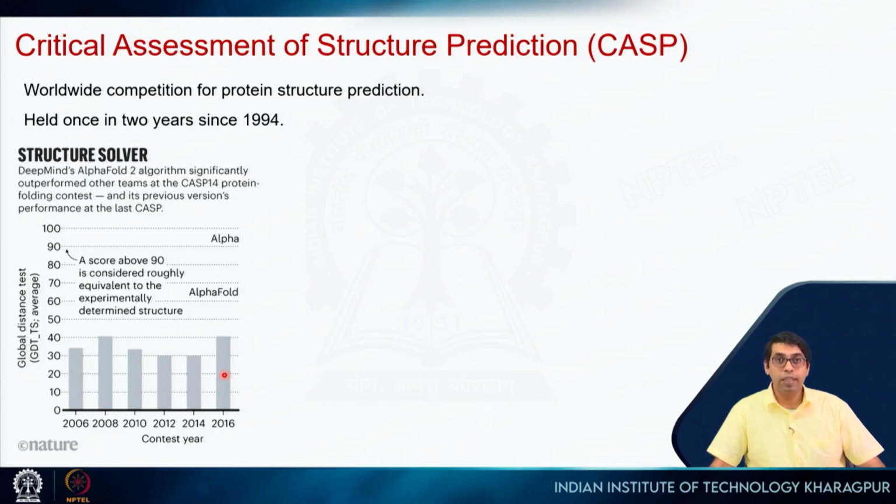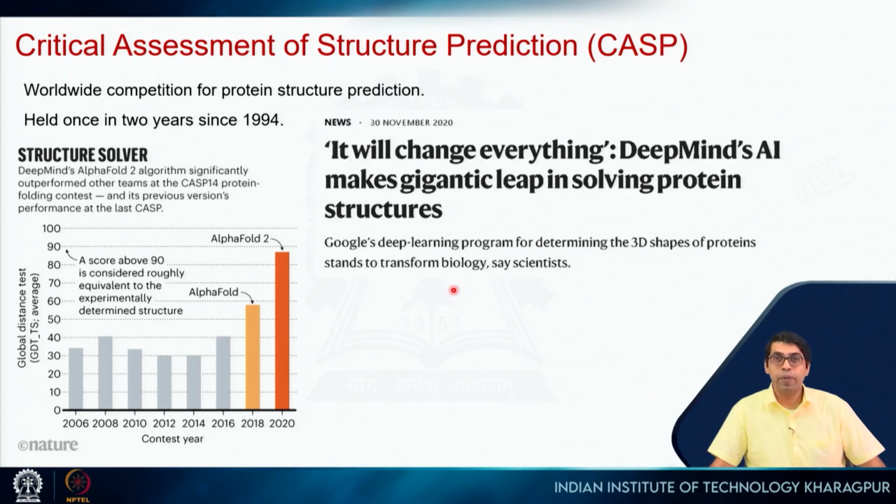In 2018, DeepMind entered this competition and they introduced something called AlphaFold. It uses artificial intelligence, and you can see that it reached almost 60%. And then in 2020, the second version of AlphaFold came and they achieved almost 90% accuracy in prediction. This is as good as experimentally determined structure, and this created a lot of interest. It was predicted that this will change everything. AlphaFold 2 makes a gigantic leap in solving protein structures.